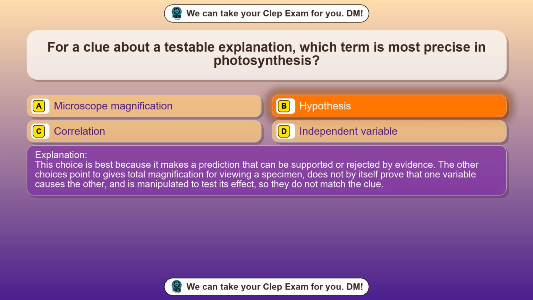This choice is best because it makes a prediction that can be supported or rejected by evidence. The other choices point to gives total magnification for viewing a specimen, does not by itself prove that one variable causes the other, and is manipulated to test its effect, so they do not match the clue.